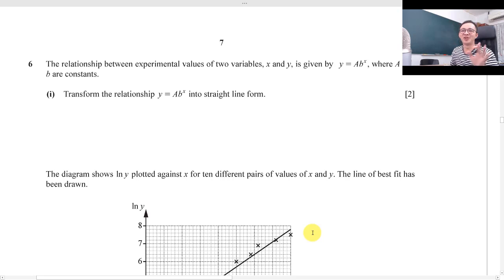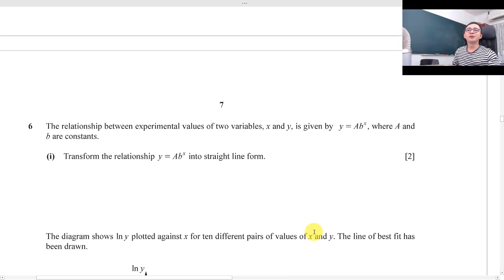Okay, we're a bit off the topic, so let's use the time wisely. We go to number 6 here. The relationship between the experimented values of two variables, x and y, is given by y equals to ab power of x, where a and b are constant. Transform the relationship y equals to ab power of x into a straight line form. So what we do here is we need to change this one into y equals to mx plus c.